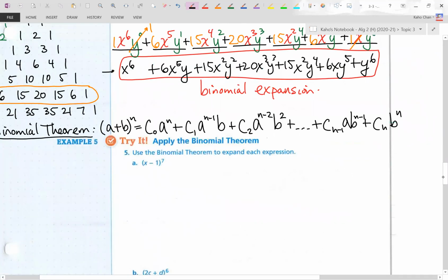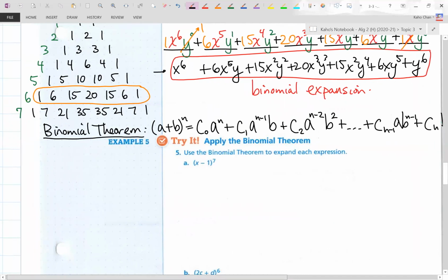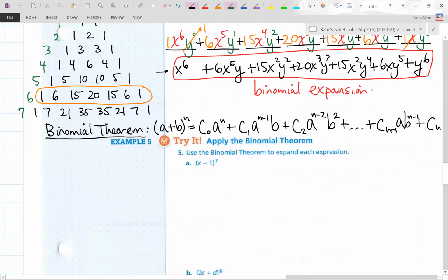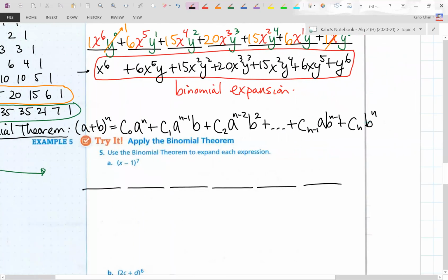Let's do it again. Take a look at example 5. Use the binomial theorem to expand each expression. We're going to do the same exact thing. We're going to use Pascal's triangle. We're just theoretically calling it the binomial theorem, okay? So (x minus 1) to the 7th power will be the n equals 7th row right there, okay? We're going to take those numbers and write them down here with 8 blanks, okay? 1, 2, 3, 4, 5, 6, 7, 8.